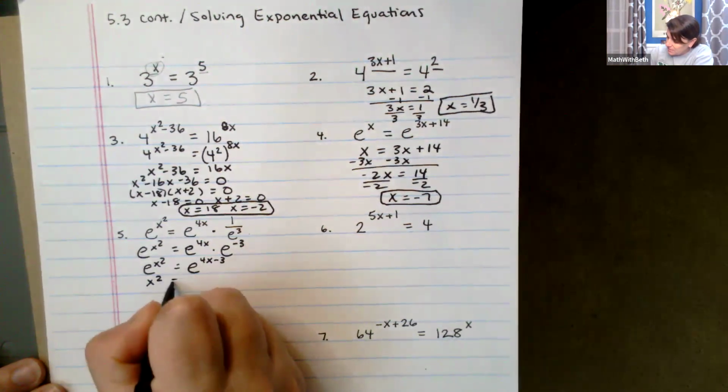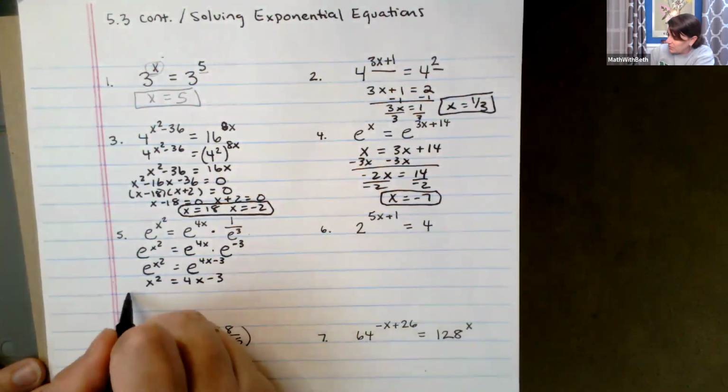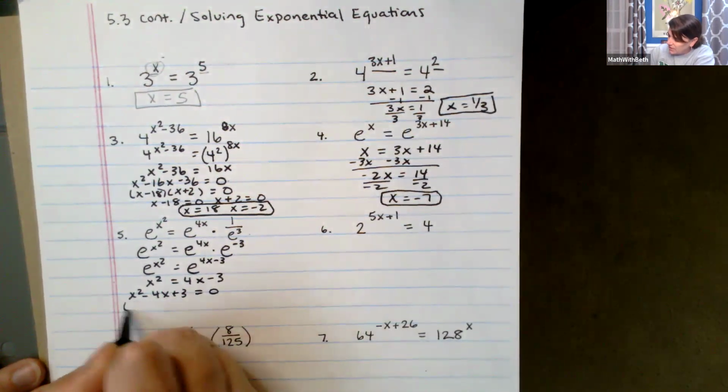So now I can set the exponents equal to each other and solve by getting everything on one side and seeing if I can factor, which I can.